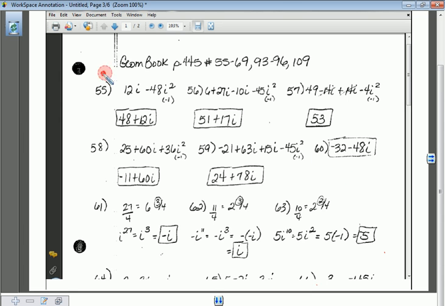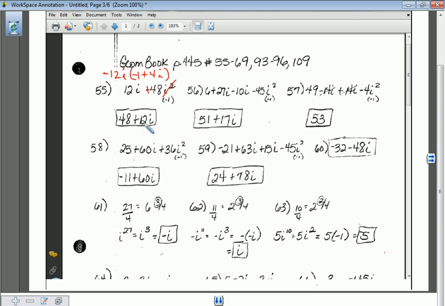Number 55, we were distributing a -12i through 1 plus 4i. So -12 times 1, excuse me, is -12i. And then -12i times a positive 4i is -48i squared. But the i squared is -1, so it changes the sign to the opposite. So it's 48 plus 12i. Sometimes I just forget to simplify it.